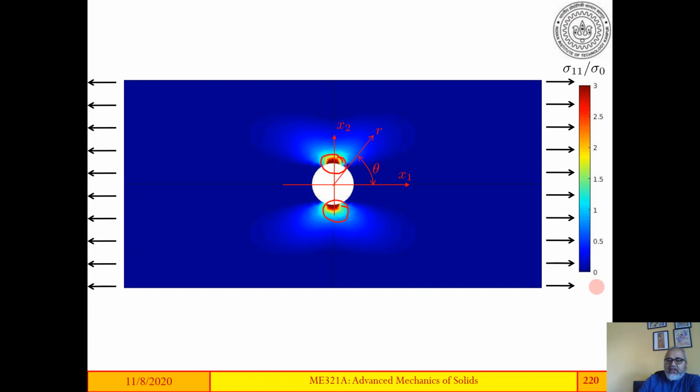Far away you see that this sigma 1 1 by sigma naught is close to 1, because that's where nothing happens. There's no stress concentration. The stress concentration only takes place close to the equator of the void. Okay, so this is the first problem that we wanted to do. There's another problem that we'll do in the next class.